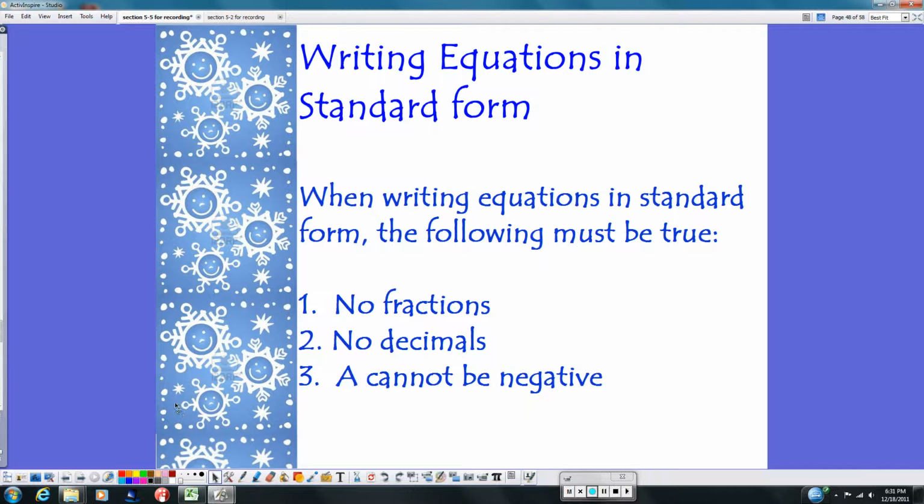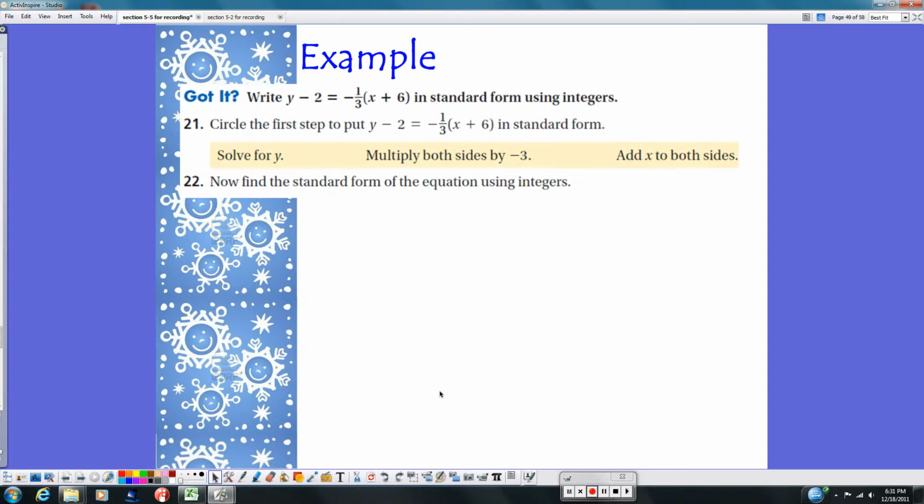Now, what we're going to be doing next is transforming equations from either point-slope or slope-intercept to standard form. So, when we do this, we have to make sure that these three things are true. There are no fractions, there are no decimals, and our a in ax plus by equals c cannot be negative. So, let's take a look at an example. We want to take this equation and transform it from point-slope form to standard form.